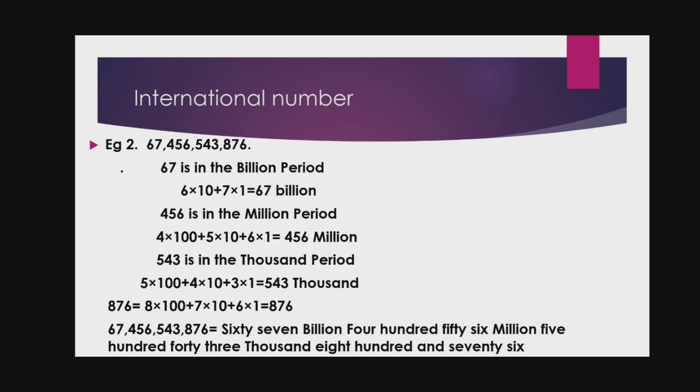543 is in the thousand period, so 5 is in the hundreds place, 4 is in the tens place, 3 is in the ones place. So 543 is in the thousand period, so 543,000. Last three digits, 876. The 8 is in the hundreds place, the 7 is in the tens place, the 6 is in the ones place, equal to 876.